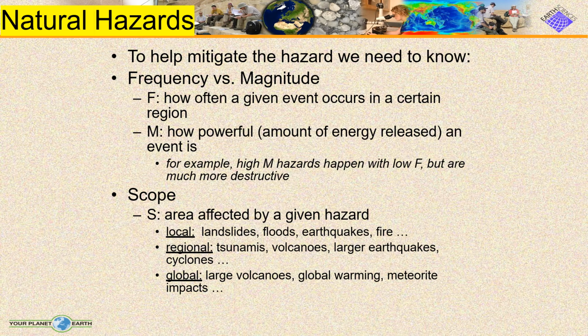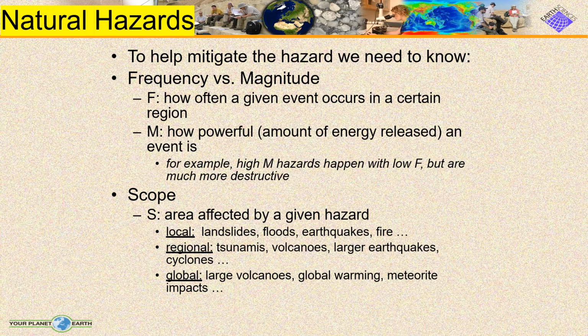So, to help mitigate the hazard, we need to know the frequency versus magnitude. How often a given event occurs in a certain region, and how powerful, the amount of energy released, an event is. So F is for frequency here and M is for magnitude. For example, high magnitude hazards happen with low frequency but are much more destructive.